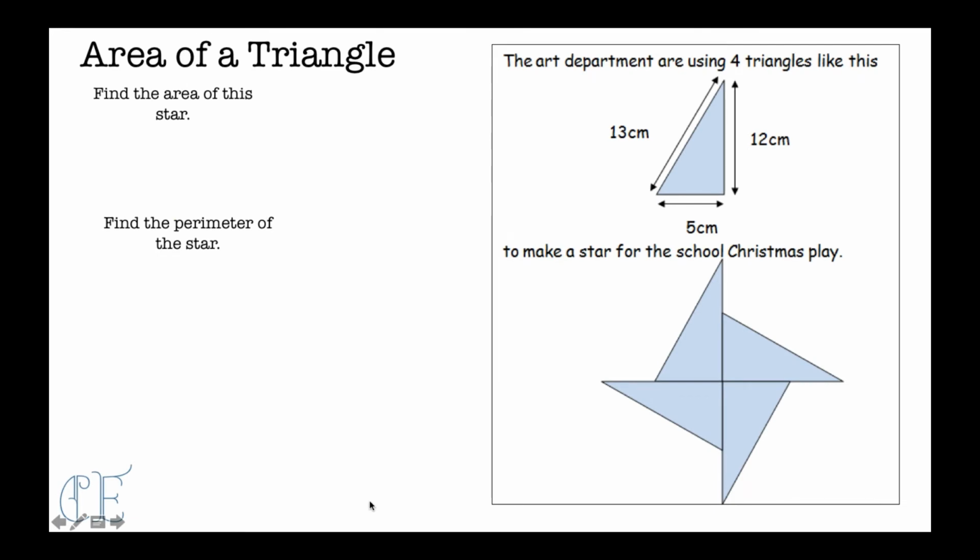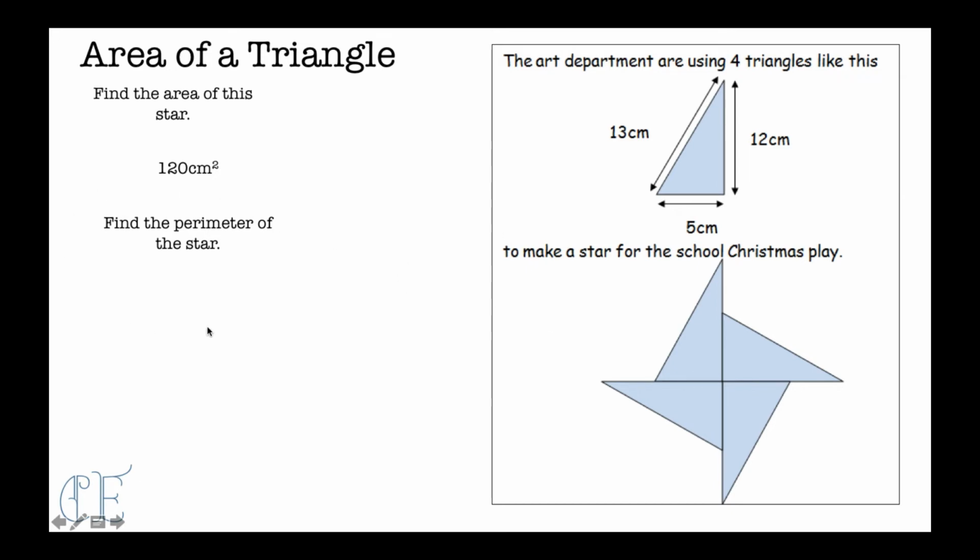Okay, so let's have a look at this example then. The art department are using 4 triangles like this, okay, to make a star for the school Christmas play. So they're taking 4 of these triangles to turn into a star. And we need to find the area of the star first. Well, the area of the star is quite easy because we can just do 12 times 5, which is 60, half it because it's a triangle, remember, giving us an area of 30 centimetres squared. 30 centimetres squared times 4 is 120 centimetres squared.